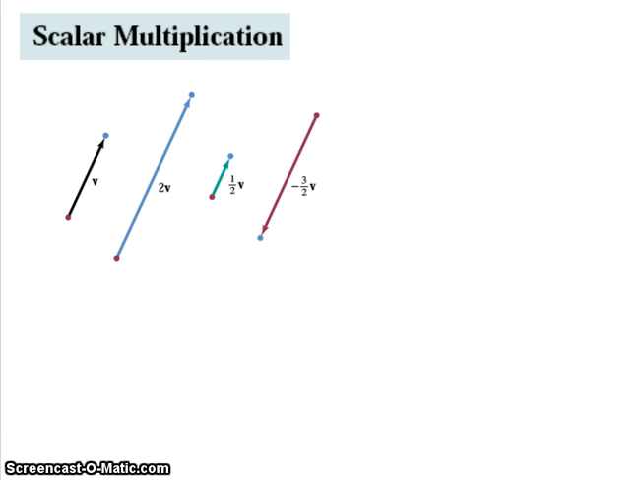Alright, scalar multiplication. Scalar multiplication is when we multiply a vector times some value. See, we have vector v here. If you multiply times a 2, then it extends.